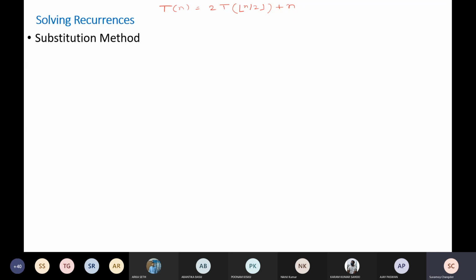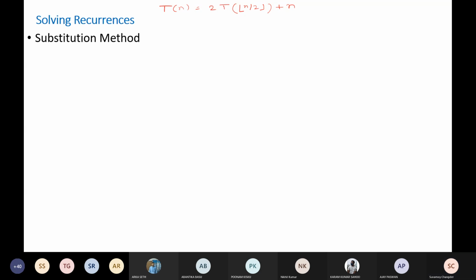For simplicity we can omit this term, no problem. But since we have to be habituated with all these terms, the lower value or floor value, ceiling value and all these things, I have considered this one as the equation for our example.